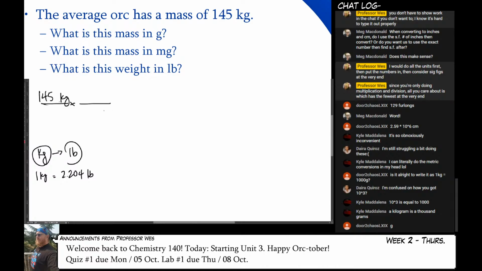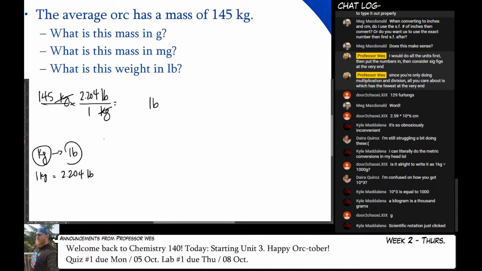Again, I want to cancel out kilograms, so I should put kilograms down here on the bottom. I'm going to put pounds on the top. My units cancel out. I'm left with pounds. The units are what I want, so let's do the numbers. Down here I had 1 kilogram, 2.204 pounds. Let's multiply all the numbers together. And that's good. I like when students have those aha moments. I'm going to have to write this diagonally because I'm going to run out of space here. 319.58 pounds.